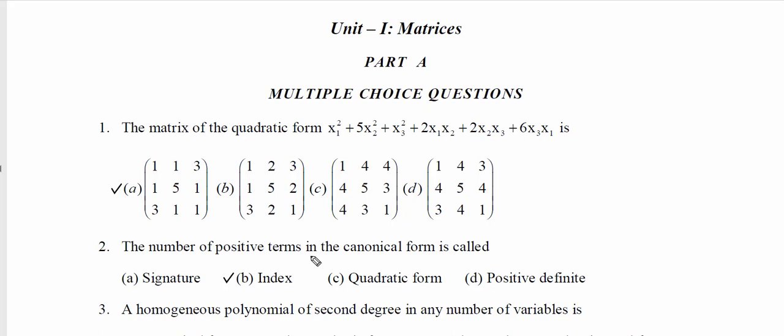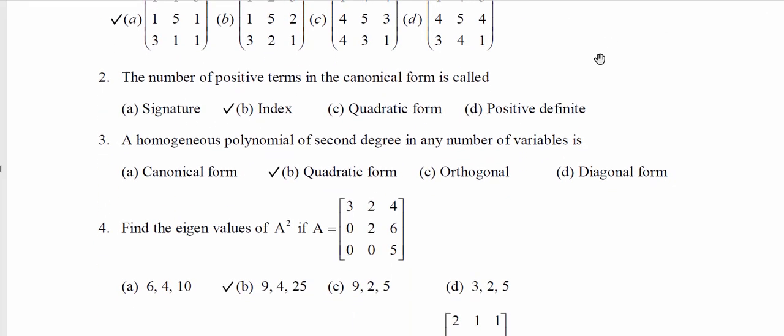The number of positive terms in the canonical form is called the index. Next one: a homogeneous polynomial of second degree in any number of variables is called a quadratic form.